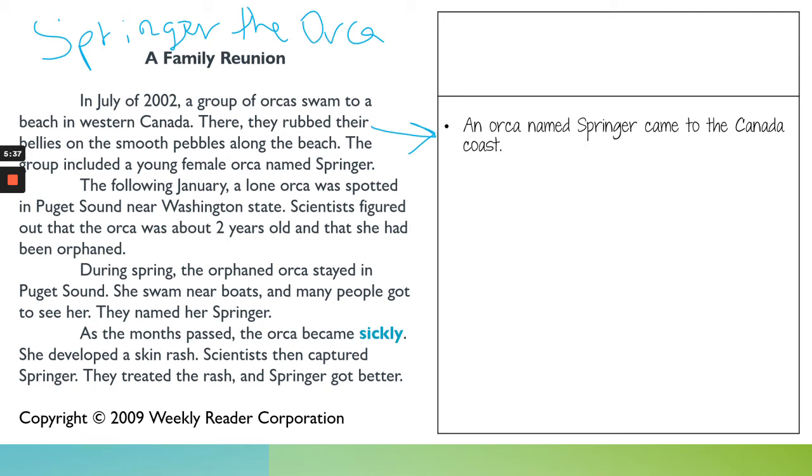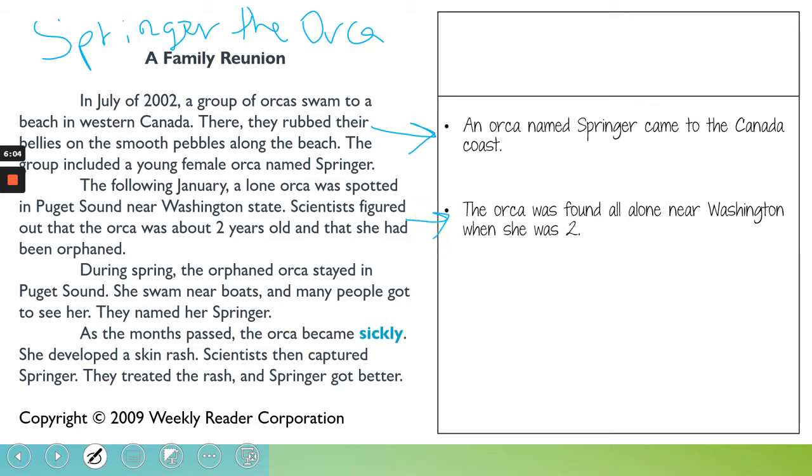The following January, a lone orca was spotted in Puget Sound near Washington State. Scientists figured out that the orca was about 2 years old and that she had been orphaned. So it's about an orca. Oh, an orphaned orca was in Washington State. The orca was found all alone near Washington when she was 2. That's the big idea, or the main idea, from the second paragraph.